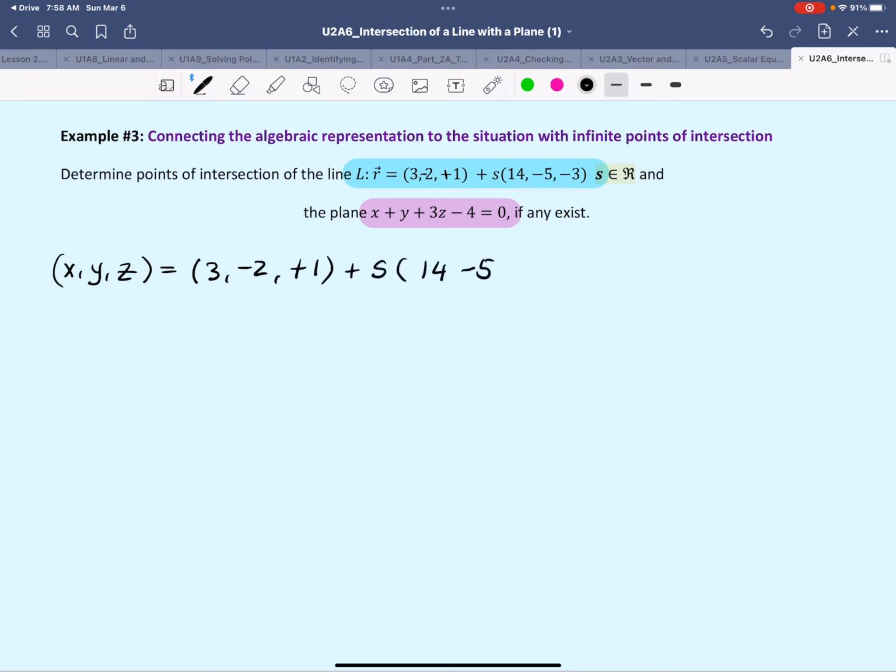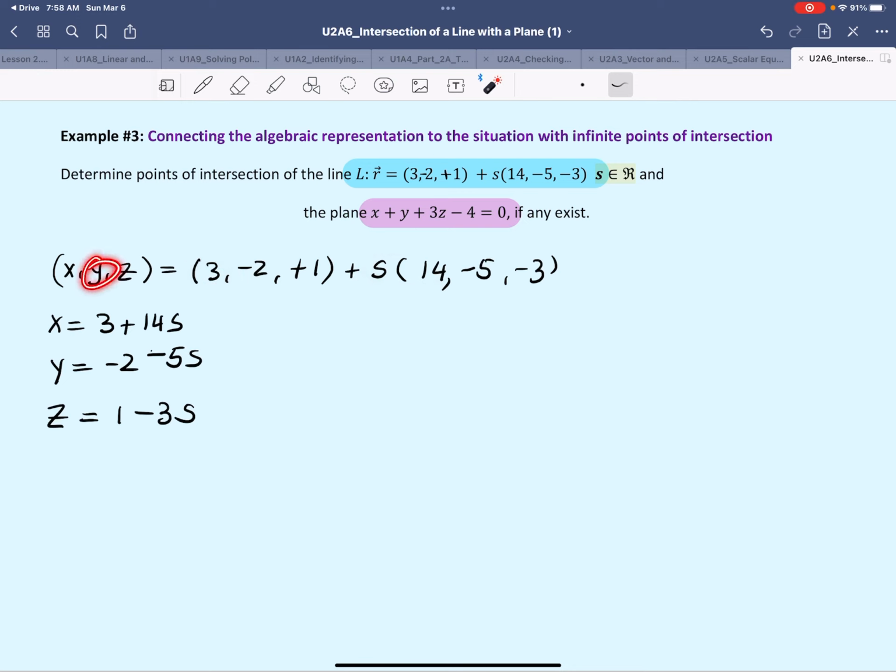14, negative 5, and then negative 3. So we'll say that x equals 3 plus 14s, y is negative 2 minus 5s, and z equals 1 minus 3s. So 3 plus 14s. For y, we have negative 2 minus 5s. And for z, we have 1 minus 3s.